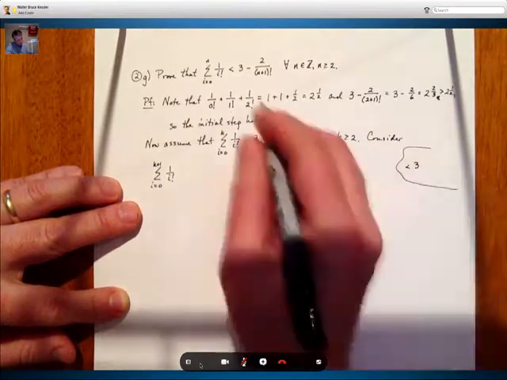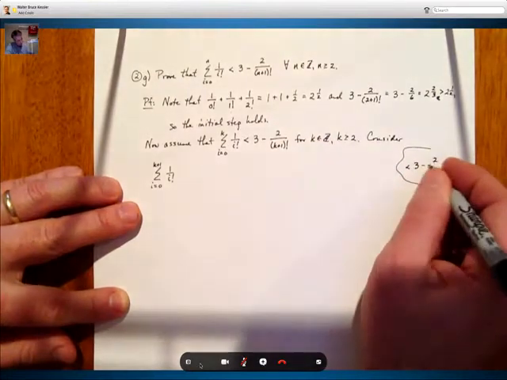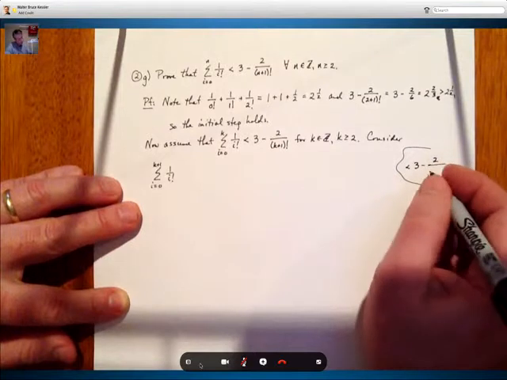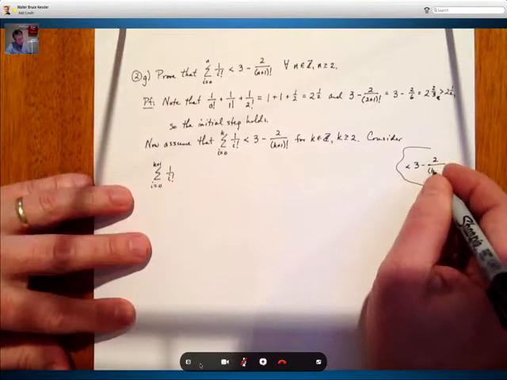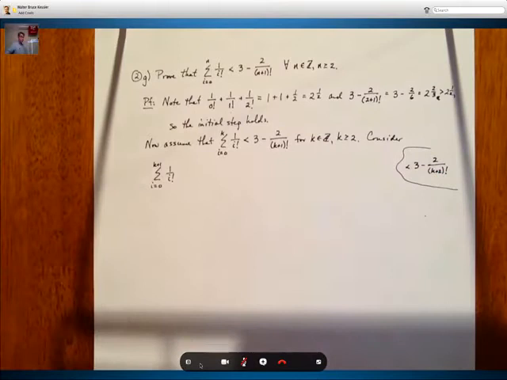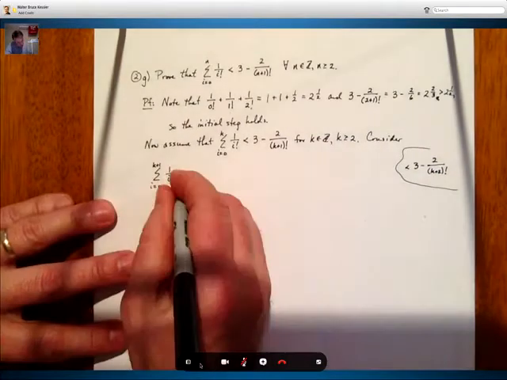So let me just get off to the side here. I want this thing to be less than 3 minus 2 over k plus 1 plus 1, so k plus 2 factorial. That's what I'm shooting for. Okay?